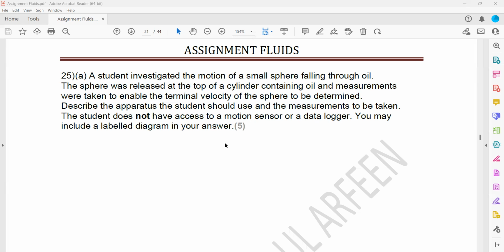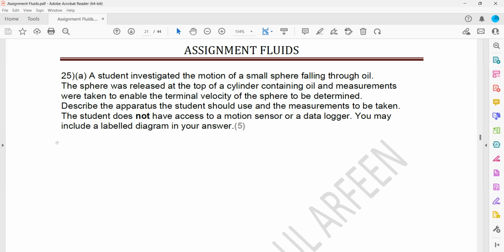The student does not have access to the motion sensor or a data logger. You may include a diagram in your answer. So whenever the option is there, like "you may include", then you should include a diagram so that you can mention the points clearly. Because we want to determine the terminal speed.